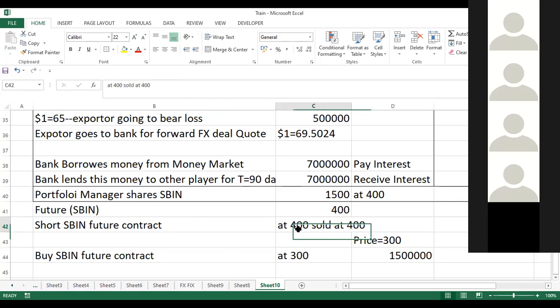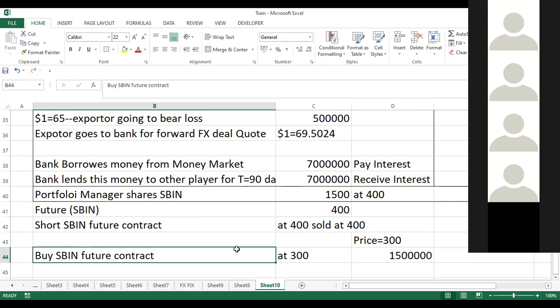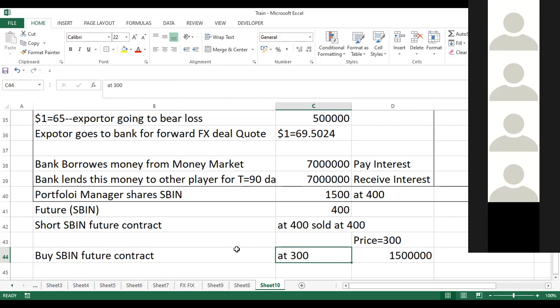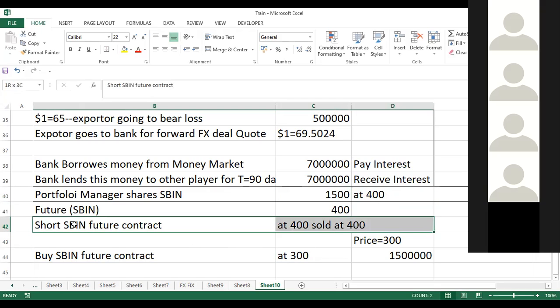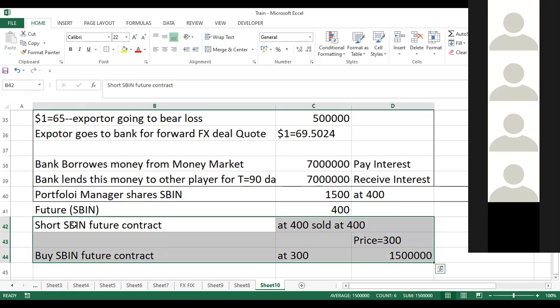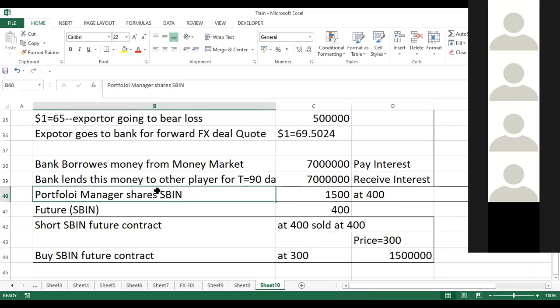You were able to sell at the high of 400 rupees in the beginning, and when it goes down, you are able to buy it at 300. So the loss that you're making on the shares that you're holding in the portfolio you are able to cover with this futures contract. So these are two different positions you have. One, you have the futures contract position. Another, you have shares in the portfolio.